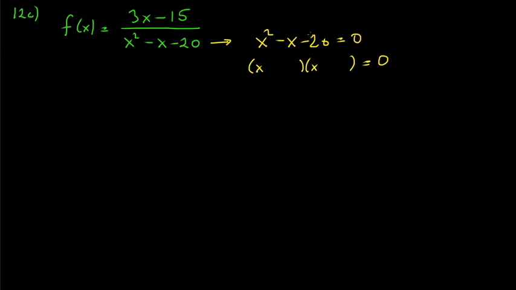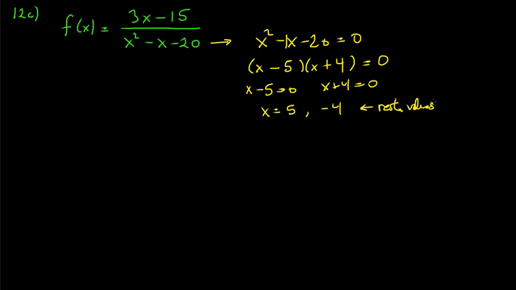We're looking for two numbers that multiply to negative 20 and add to negative 1. So negative 5 and positive 4. Okay. Hopefully you worked that out already, right? So x minus 5 equals 0, x plus 4 equals 0, so we get two solutions, 5 and negative 4. Again, that's not the domain. Those are the restricted values. So the domain is all other numbers. So we exclude the negative 4 and the positive 5.